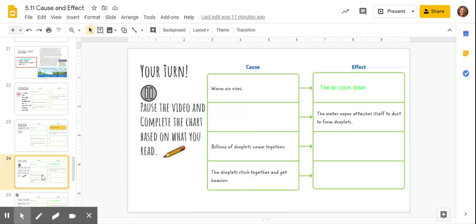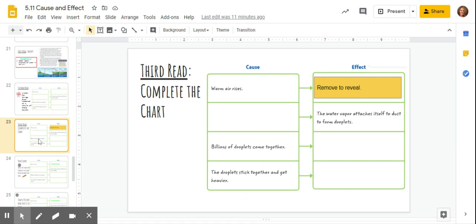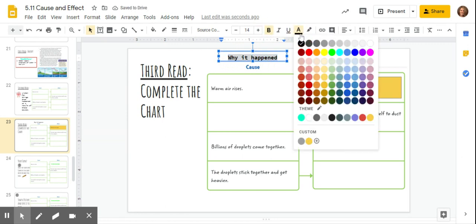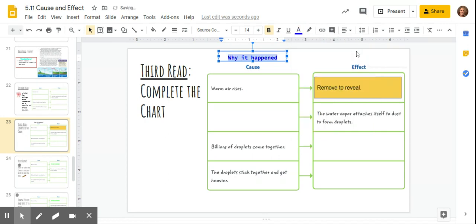Okay, so let's take a look again at our chart here. You'll notice that our first cause says warm air rises. So this is why something's happening, right? Why it happened. I'm going to put that up here above so that when you are working, you can remember that this is why it happened, and we're going to put that in blue.